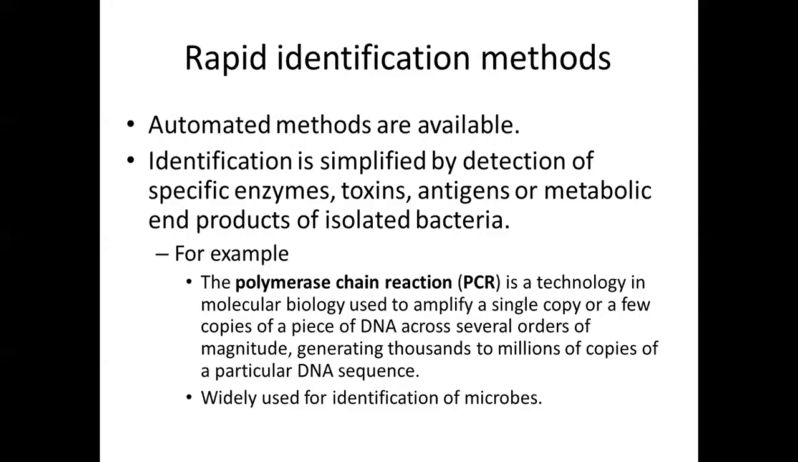Automated methods are used. Identification is simplified by detection of specific enzymes, toxins, antigens, or metabolic end products of isolated bacteria. For example, here they use polymerase chain reaction, PCR. Polymerase chain reaction is a technology in molecular biology used to amplify a single copy or a few copies of a piece of DNA across several orders of magnitude, generating thousands to millions of copies of a particular DNA sequence, widely used for identification of microbes. A single DNA is enough.